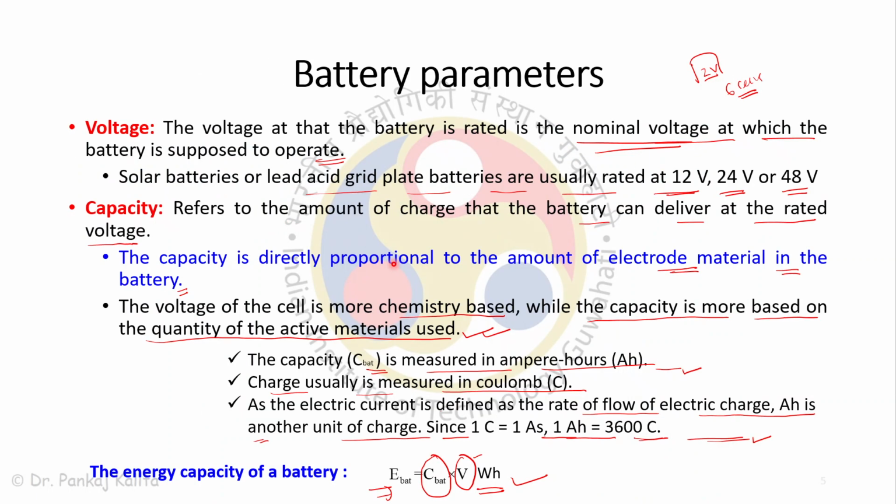This I will discuss in detail because this is a very important slide. You know a battery voltage is there. Whatever it is, a battery is rated in voltage, like we have a 12 volt battery, 3 volt.